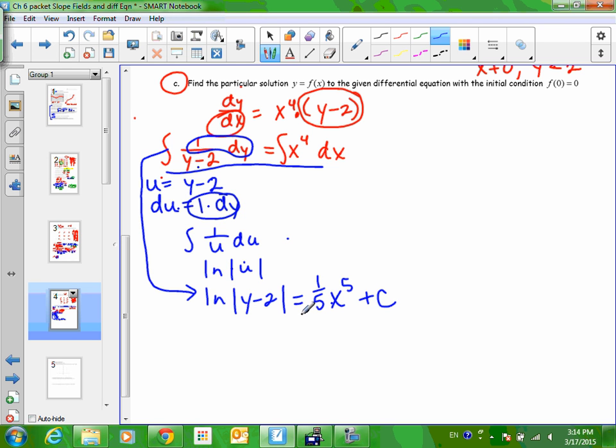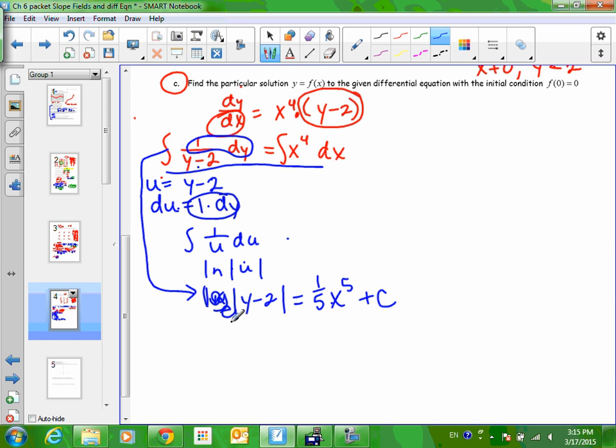Okay, what we need to do now is get y by itself. Can any of you remind me, what does ln mean? What is it? Okay, everybody stay with me here because I don't want to lose you on this one. What is ln? Natural log, log base e.